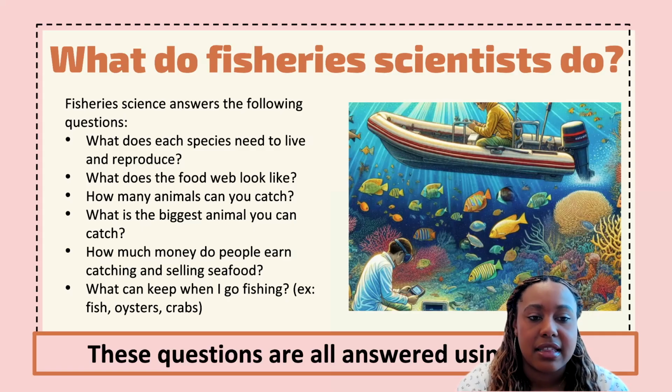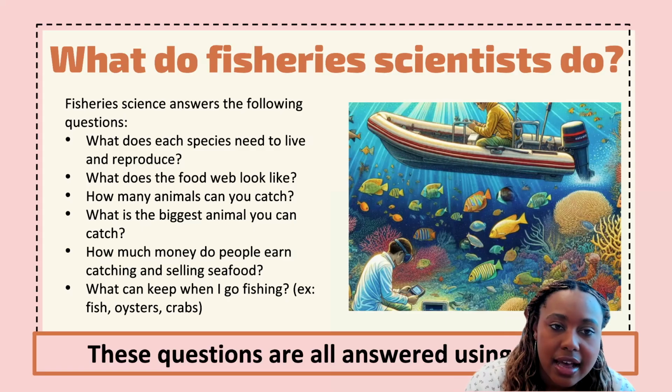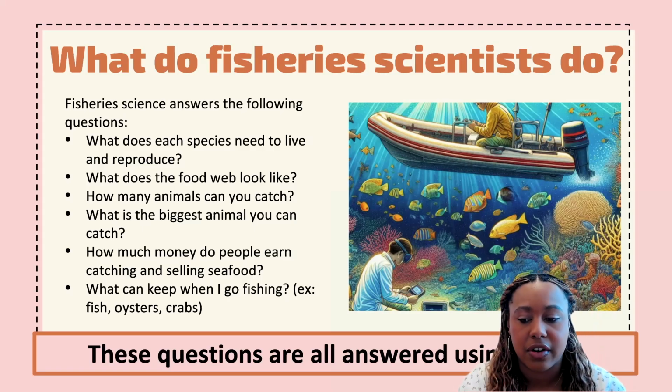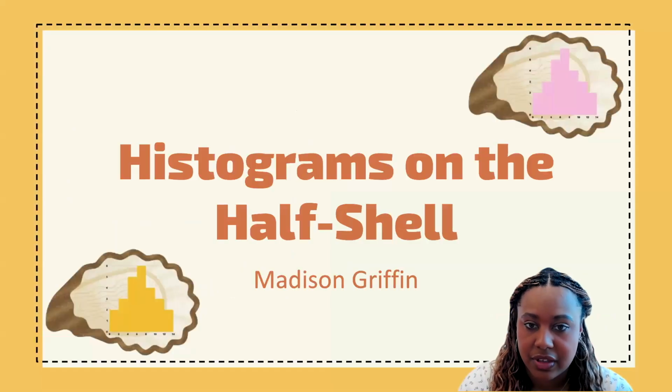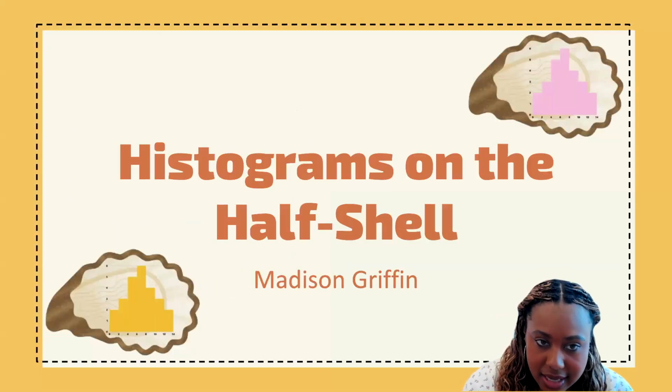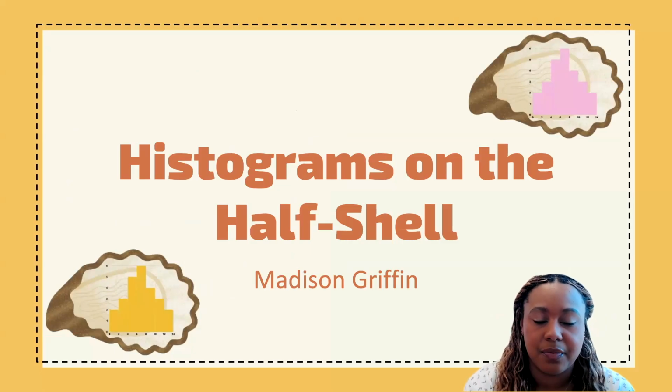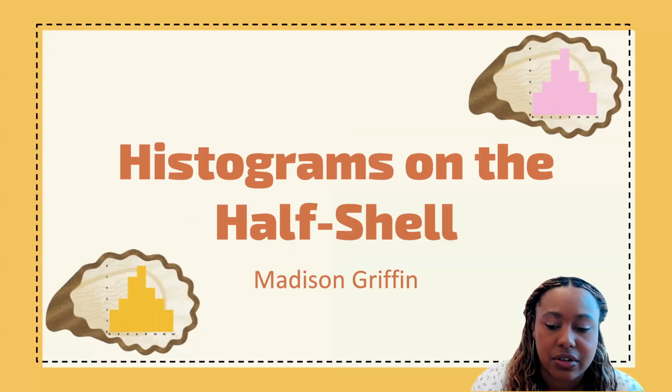Luckily, VIMS and the Virginia Marine Resource Commission have been surveying the shell size and abundance of oysters for over 30 years. And in this lesson, your students can see what it's like to be a fisheries scientist. That's why I made my lesson plan titled Histograms on the Half Shell. This lesson is intended for 7th grade learners and can be used in a math or science classroom.